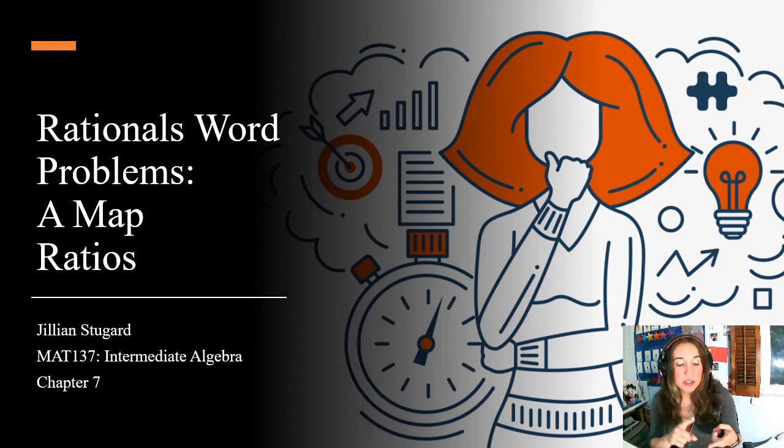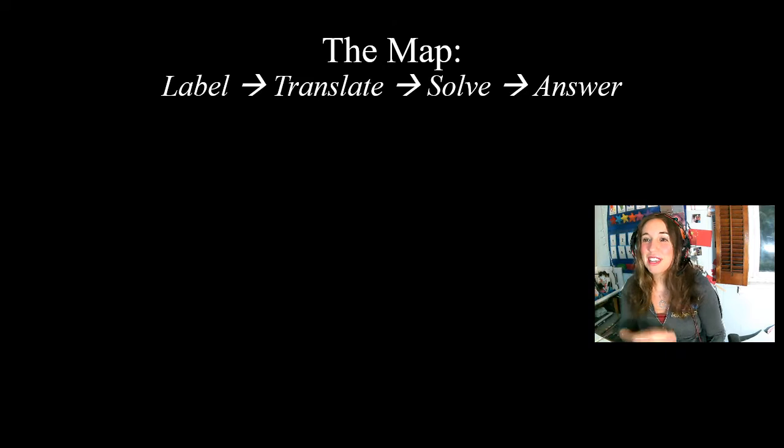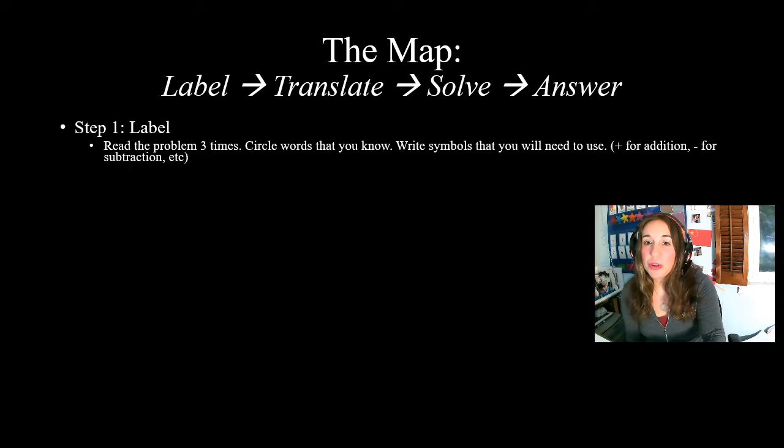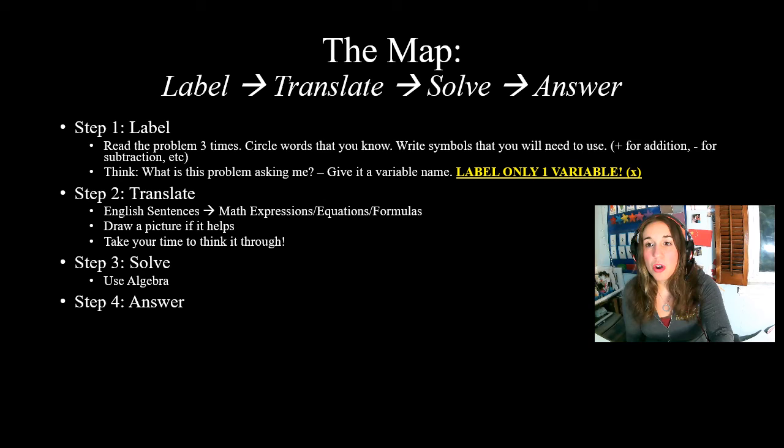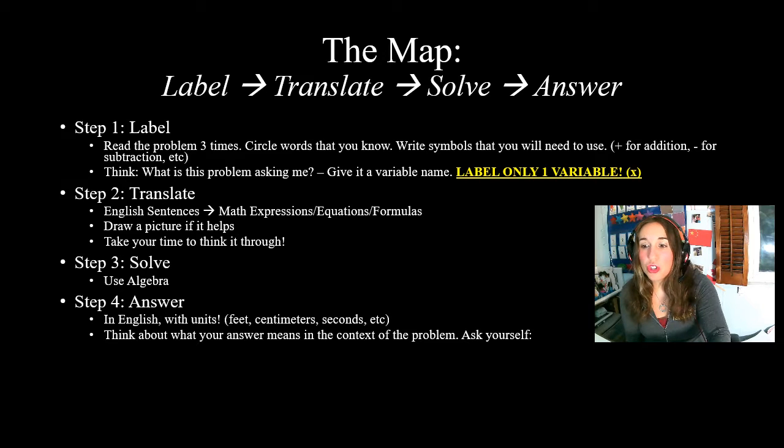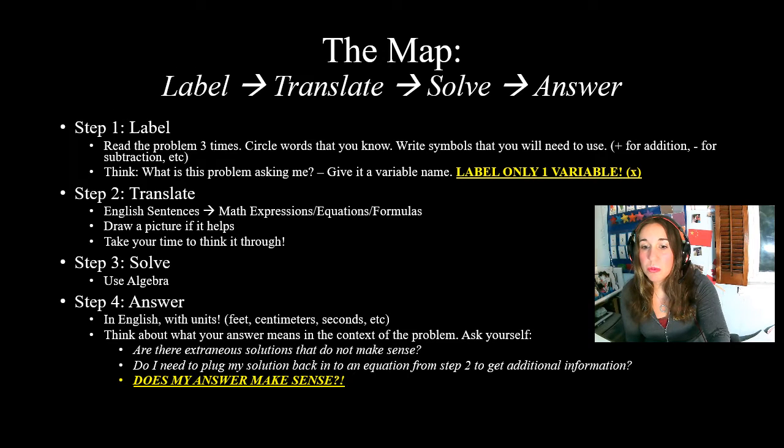So label, translate, solve and answer. So let's jump right in and take a look at a ratio word problem and what each of those steps will look like. All right, so this is just a quick reminder of what our map should look like when we do these word problems. So if you need a little refresher on what each step should look like, feel free to pause here before we move on, okay?